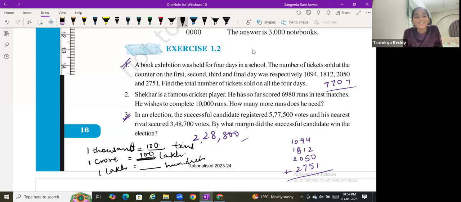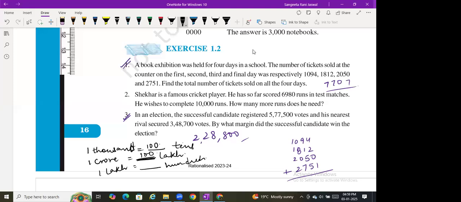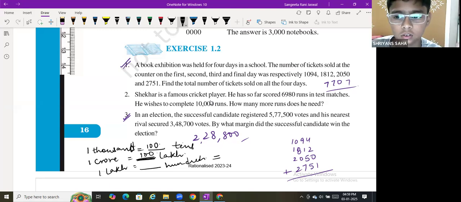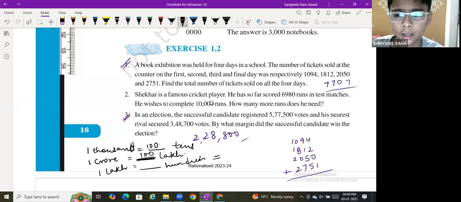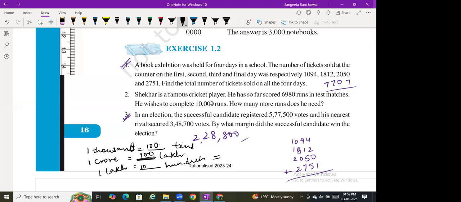Ma'am, I get confused in these types of questions. Okay. See, you must keep the table that I've shown you for the international and Indian system. So please refer to that. See, 1 lakh is how many hundreds? I think 1,000 hundreds are equal to 1 lakh.